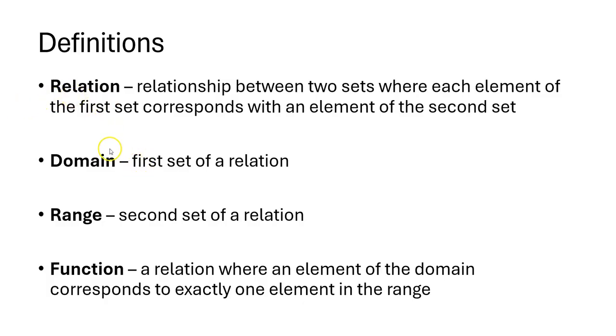Now, within that relation, we have a domain, which is the first set. So if you think about a coordinate plane, that would be the x-axis, which then also means it would be the x in an ordered pair, right? The first piece of an ordered pair. That makes the range the y values, or the second set of the relation.